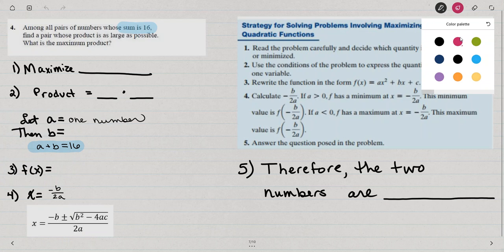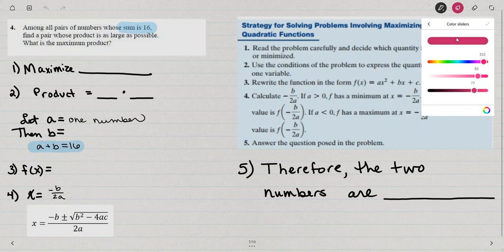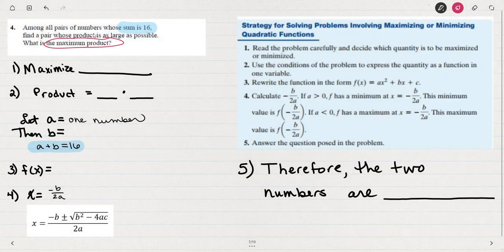video for a minute. But when I look at the steps, number 1, read the problem carefully and decide what is being maximized. I have it right here. Among all pairs of numbers whose sum is 16, what's the maximum product, right? What do we want to maximize? The product. So use the conditions of the problem to express the quantity as a function in one variable where that product is what we want a formula for.